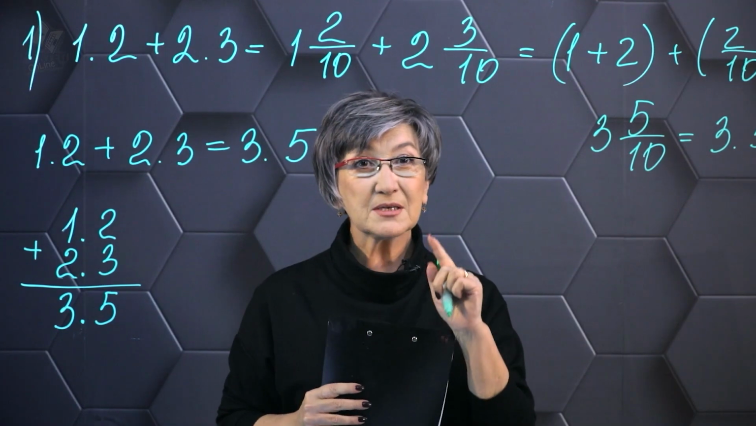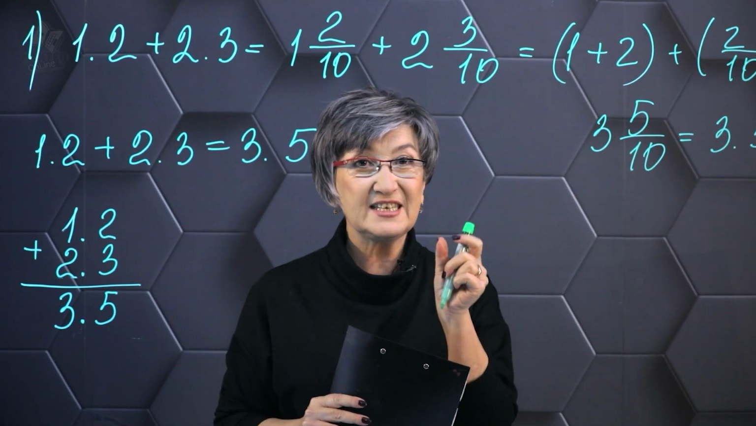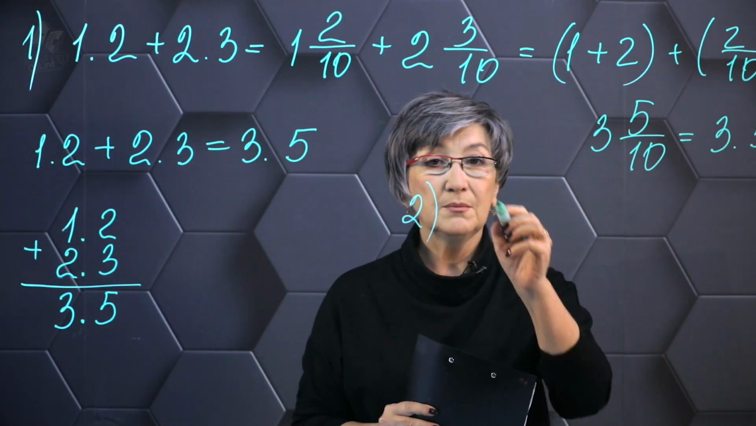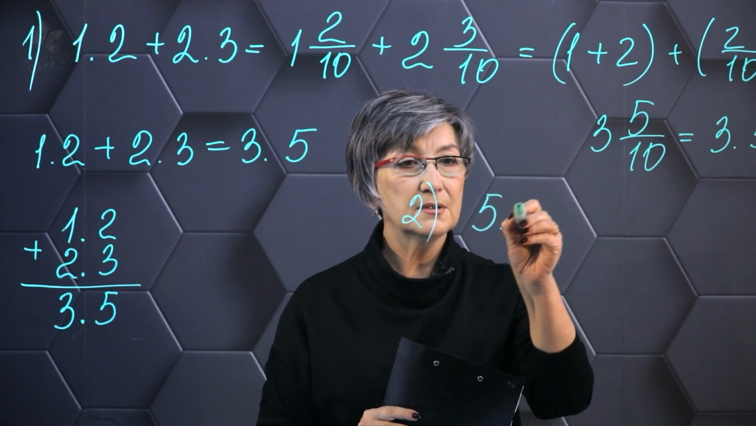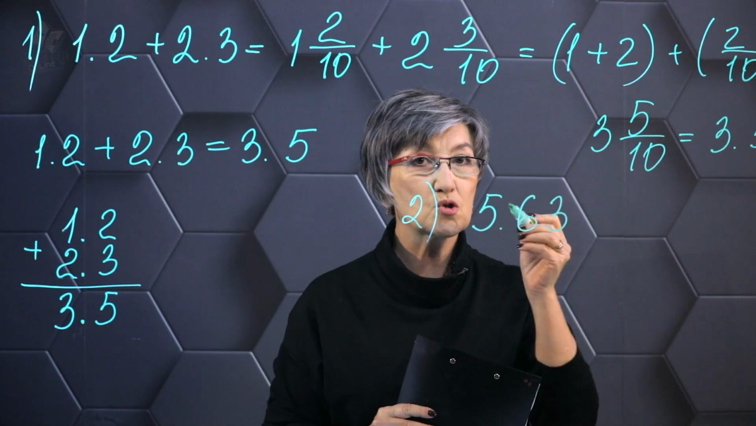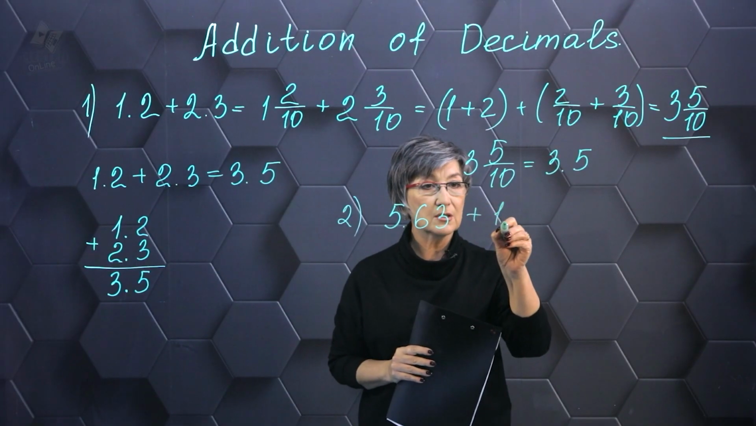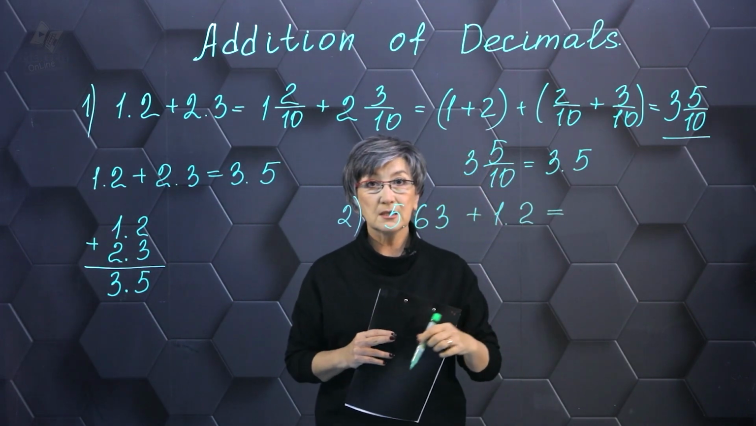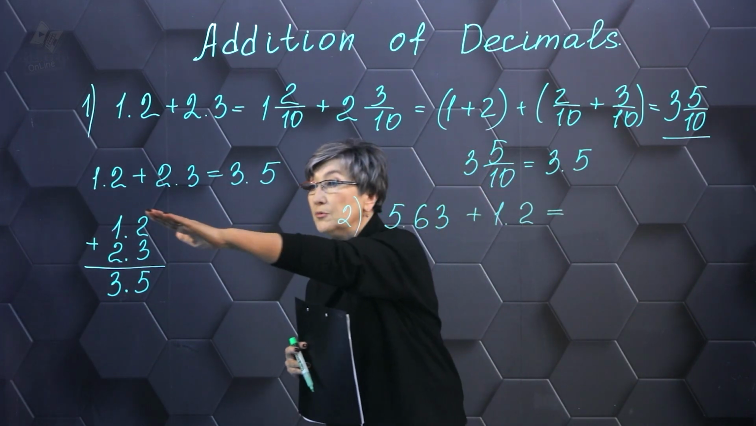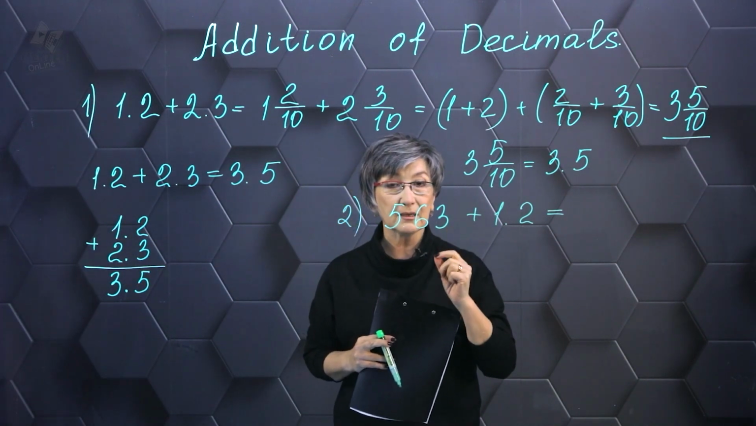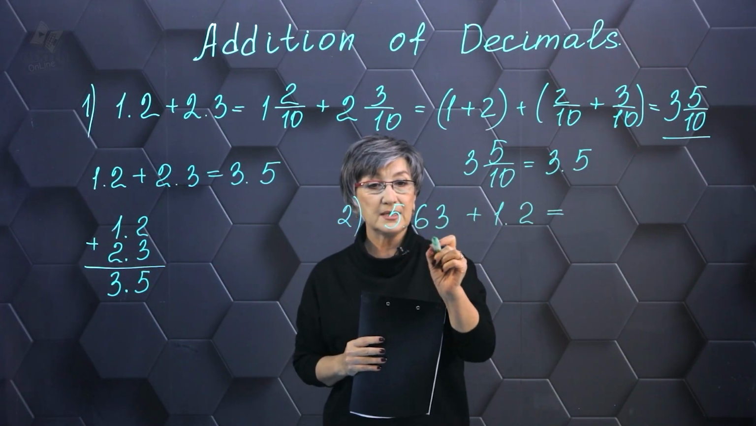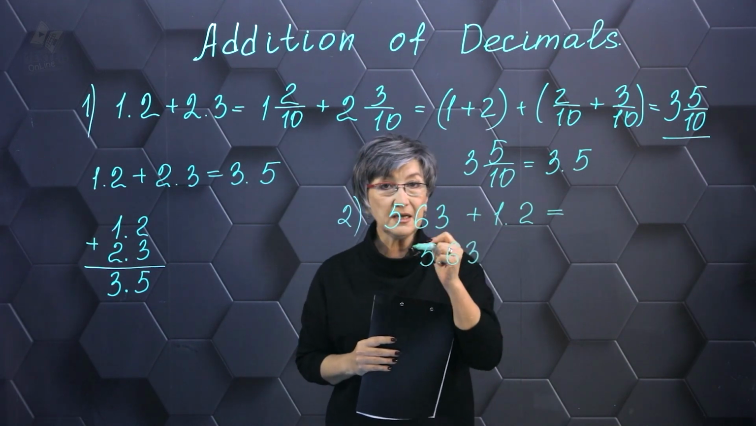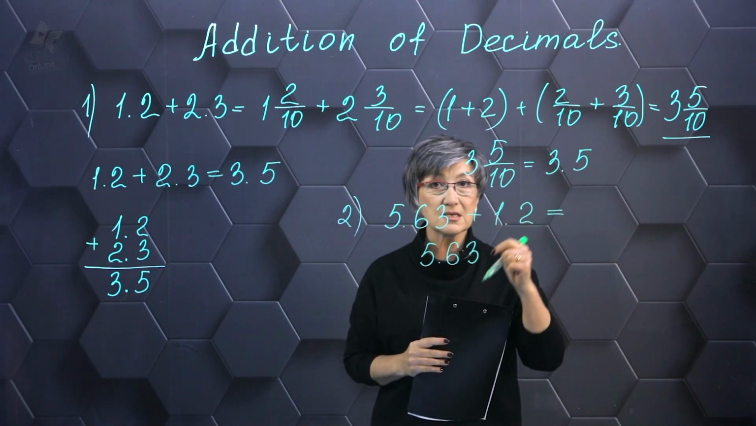And now we will look at another example when the number of decimals is not equal. So here's the second example. Let's say that I need to add 5.63 hundredths and add 1.2 tenths. What happens in this case? The point is that you and I have already agreed that we will add by column. So I'm writing down the first number, 5 whole 63 hundredths. And now I have to write down 1.2 tenths.